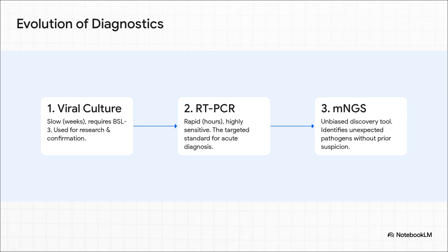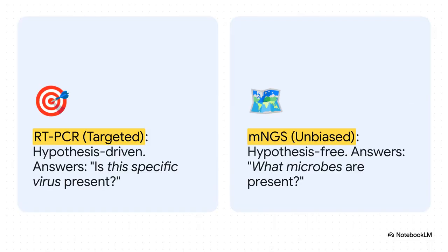detaching. Then came RT-PCR, which was a revolution. Fast, sensitive, and our go-to for an acute diagnosis. But now we have metagenomic next-generation sequencing, or mNGS, and it's a whole new way of thinking. And this right here is the paradigm shift. RT-PCR is hypothesis-driven. You have to suspect the virus to even run the test. It answers a very specific question. Is this virus here? But mNGS, it's completely hypothesis-free.